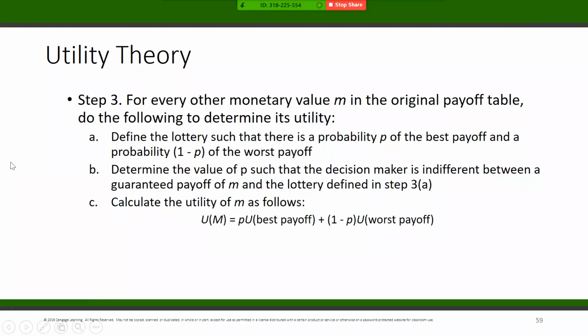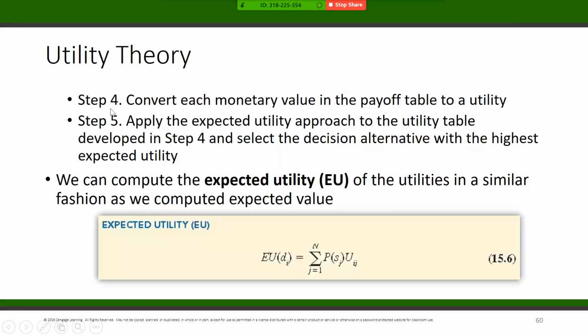Step 3, for every other monetary value M in the original payoff table, do the following to determine its utility. A, define the lottery such that there is a probability P of the best payoff and a probability of 1 minus P of the worst payoff. B, determine the value of P such that the decision maker is indifferent between a guaranteed payoff of M and the lottery defined in step 3A. And C, calculate the utility of M as follows: U of M equals P times U of the best payoff plus 1 minus P times U of the worst payoff. Then we convert each monetary value in the payoff table to a utility.